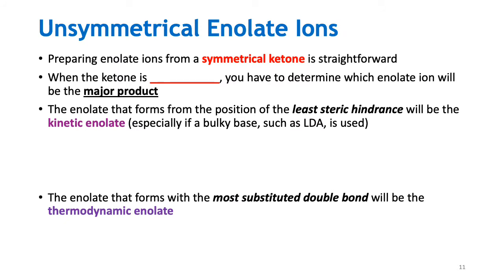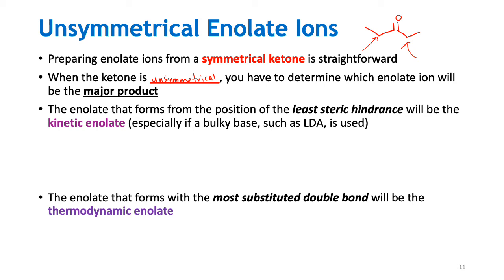So when preparing enolate ions from symmetrical ketones, it's very straightforward. Okay, if you have this particular molecule, diethyl ketone, or you may actually call it 3-pentanone, it doesn't matter if you take from that position or that position. They're both going to yield the same product. But whenever the ketone is unsymmetrical, you have to determine which enolate ion will be the major product versus the minor product, okay? Because there's two competing sides, and you have to evaluate the molecule to see which one is going to form.